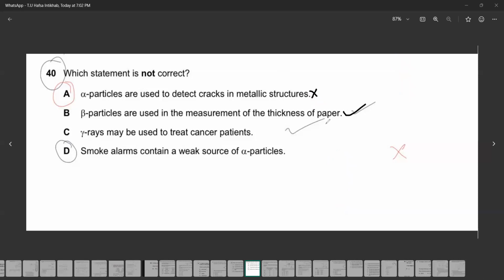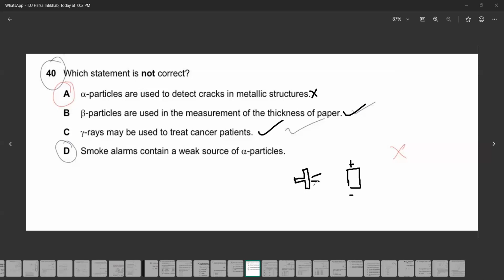We use beta for finding the paper thickness. That's true. Gamma are used for treating cancer patients, and smoke alarms contain a weak alpha source. How does it work? For example, there is a radioactive source and a detector, a sensor, or electrodes, positive and negative.